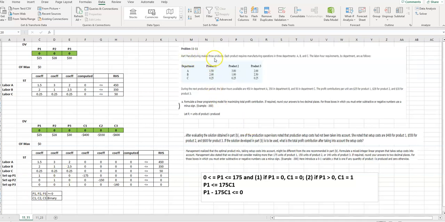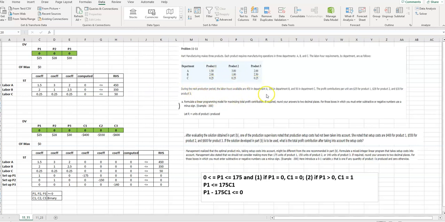Hart Manufacturing makes 3 products. Each product requires manufacturing operations in 3 departments, A, B, and C. The labor hour requirements by department are as follows. So what we've got here, again, we're making 3 separate products that require manufacturing from 3 different departments. And what we have here are the hours that are required for each product by each department.